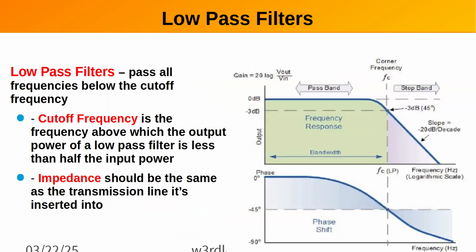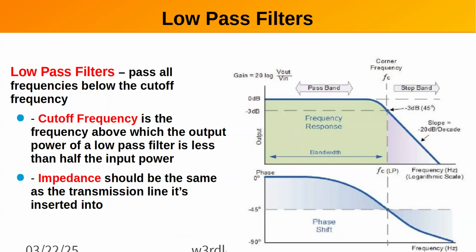So for a low pass filter, it's defined as a filter that passes all the frequencies below its cutoff frequency. And its cutoff frequency is defined as where the attenuation is 3 dB down. So it's only going to pass half of the input power at that frequency and decreases from then on.